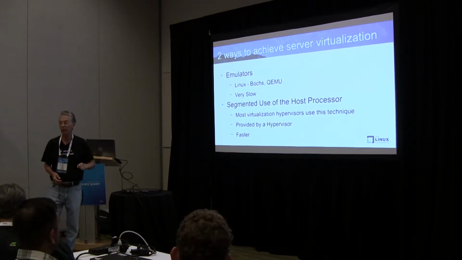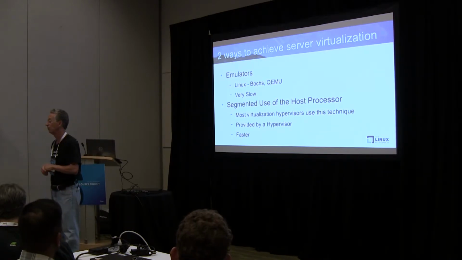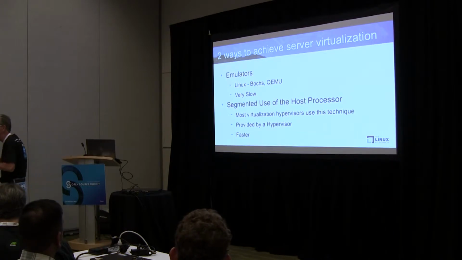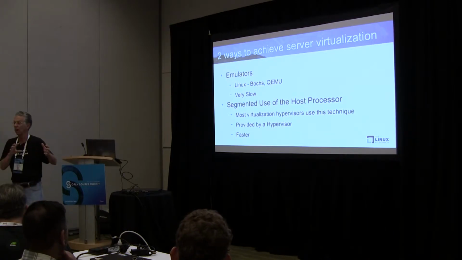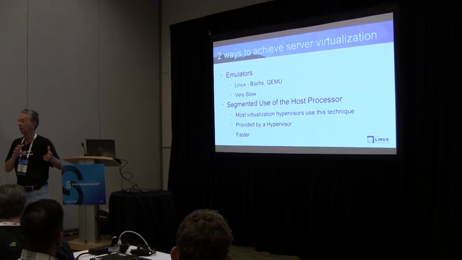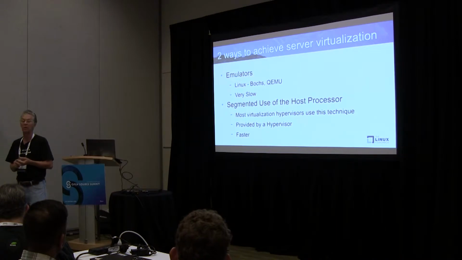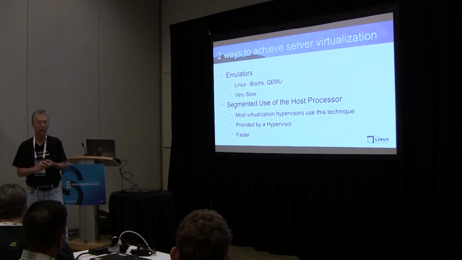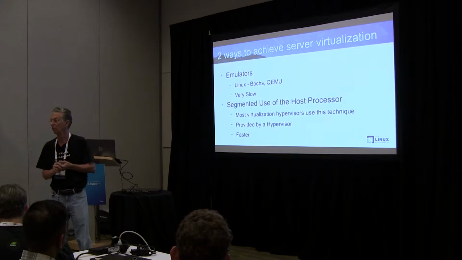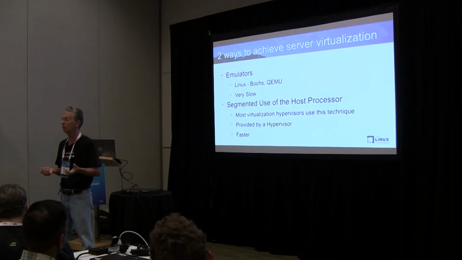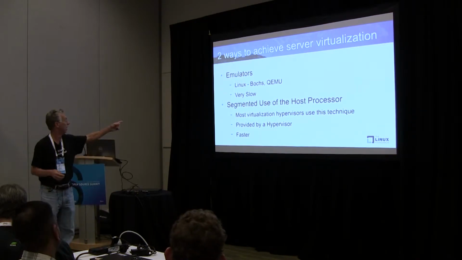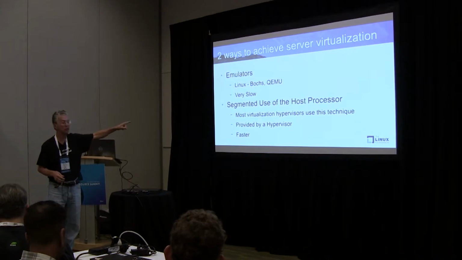So we came up with the idea of the segmented use of host processor. One of the things I didn't mention, I talked about IBM starting doing virtualization back in the 70s. Back in the 90s, a company came up called VMware. And they decided they could do something better, and they created one of the first what we call hypervisors. And it is these hypervisors that they provide.